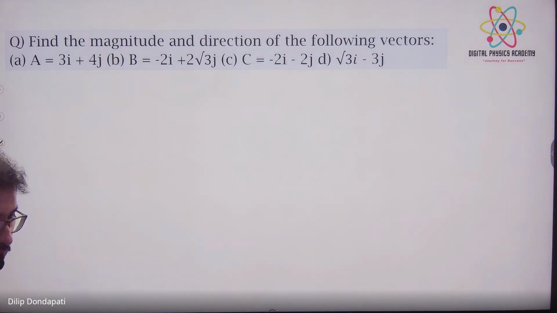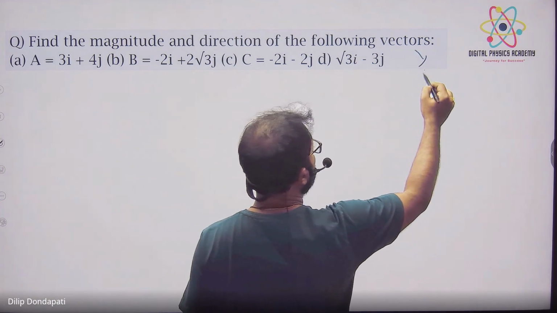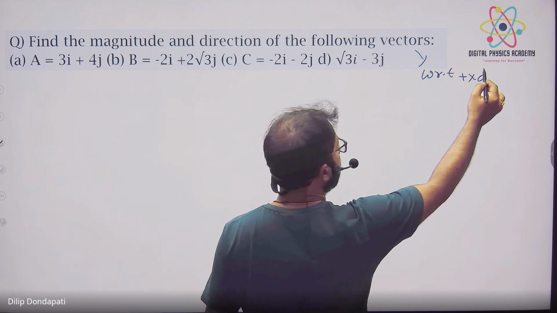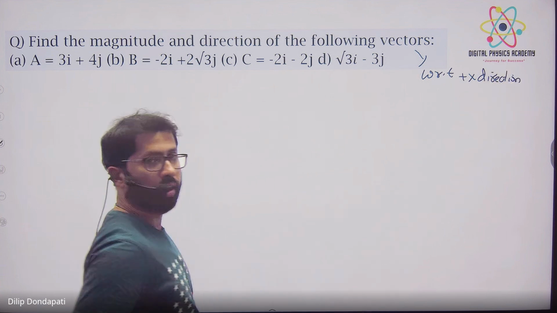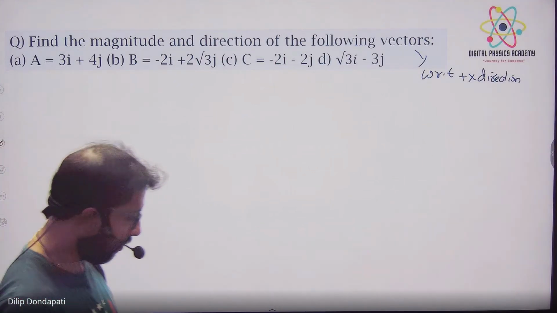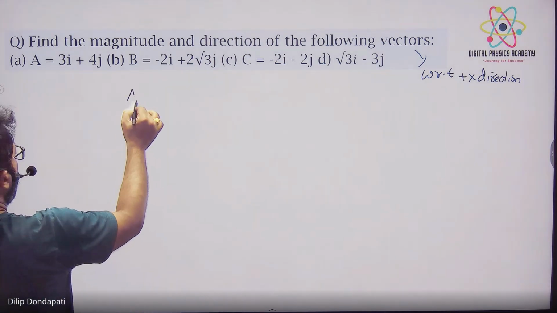Find the magnitude and direction of the following vectors. Direction means angle, following vectors with respect to x-axis. With respect to positive x-axis. X direction से कितना angle the vector is there, I want. So tell me, A vector is given. One I will tell you, try to do.